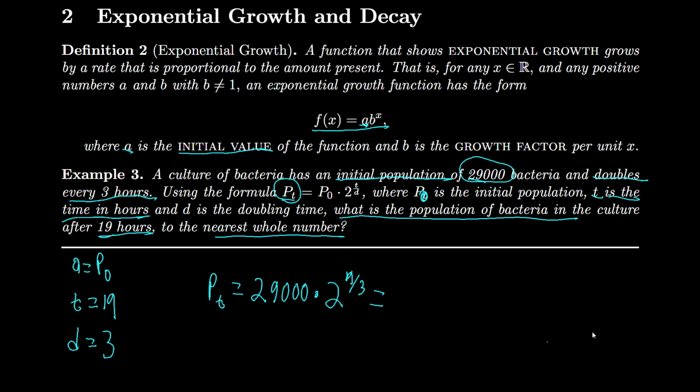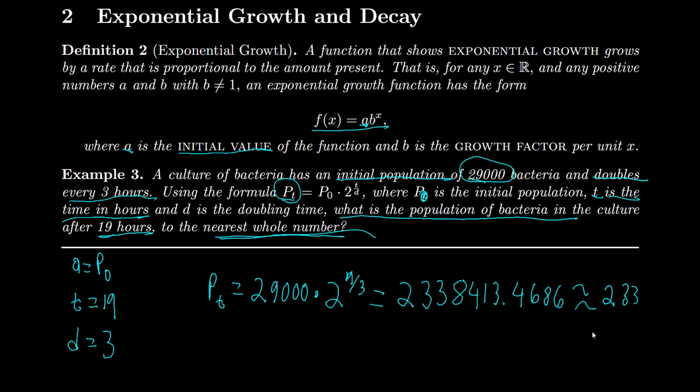So after we've run this through a calculator, we will get that our p sub t is equal to 2,338,413.4686, and we want that to the nearest whole number, it says. So that's less than 5, so cut that whole thing off. So it's just the 2,338,413 number that we're looking for.